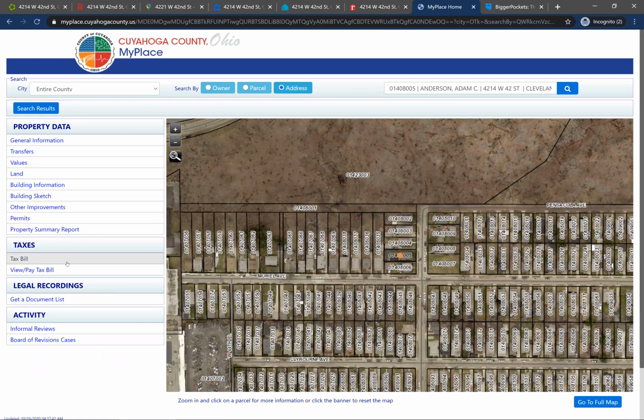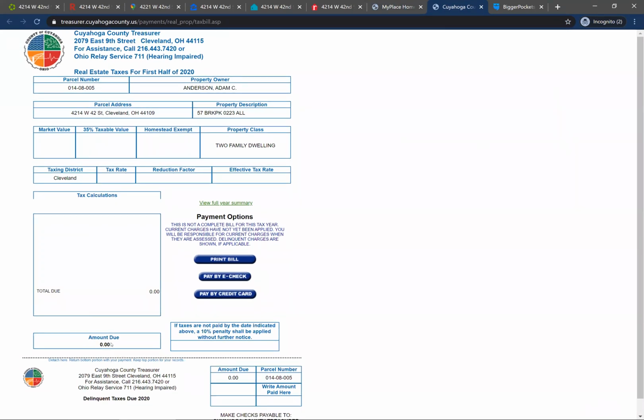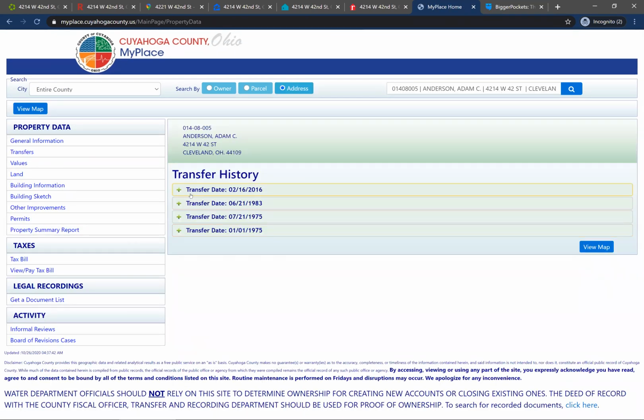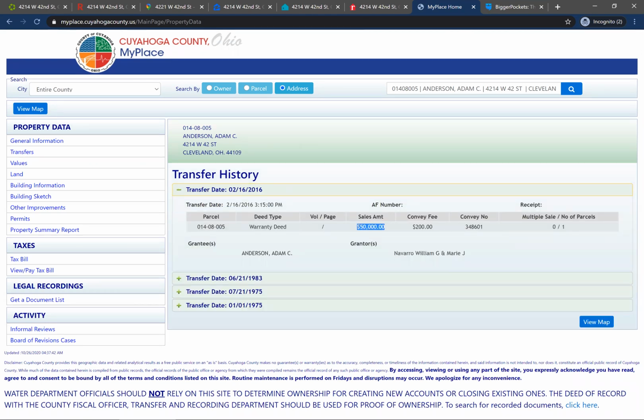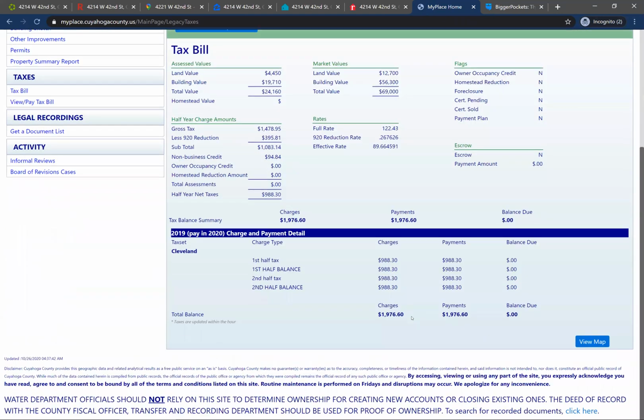If you click the view and pay tax bill, it will give you the information about the current tax due. I always want to check if there is any existing tax bill due. You can take a look at the transfer, which shows how the ownership has changed. The last time it was sold was in 2016, and the sale amount was $50,000. And this is the current owner. If you want to know the current tax bill, you can click this tax bill. It will show you the current amount for the tax. The current charge is $1,976.